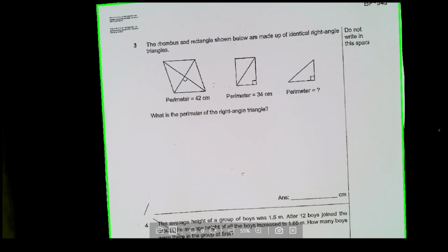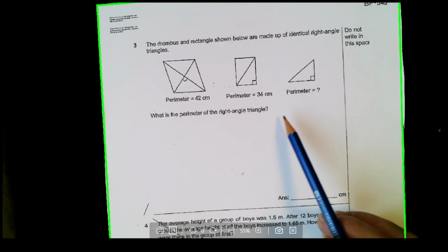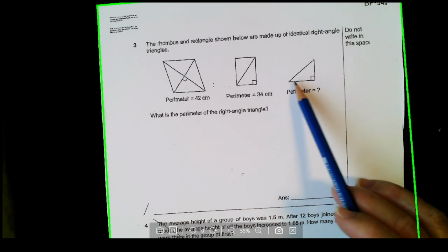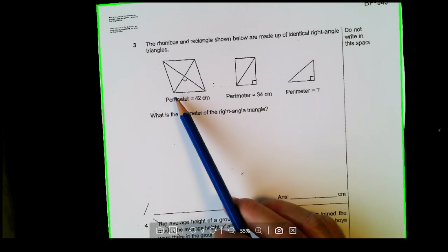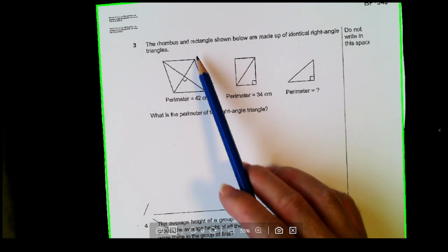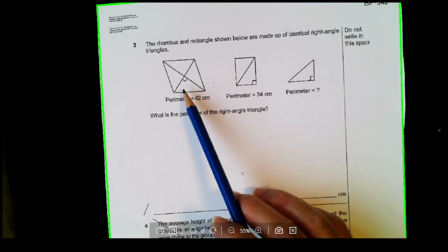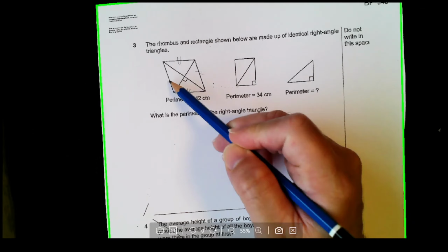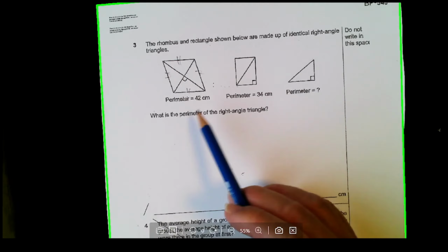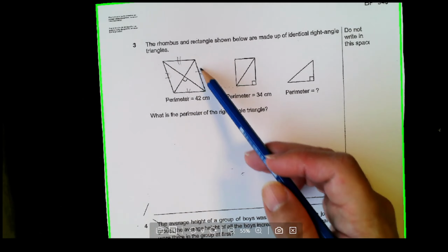Okay. Perimeter of right angle triangle. So ultimately, you're trying to find the perimeter of this. Okay. So, perimeter of this rhombus. Rhombus means all the sides are equal, right? Okay. So, I can find one side.